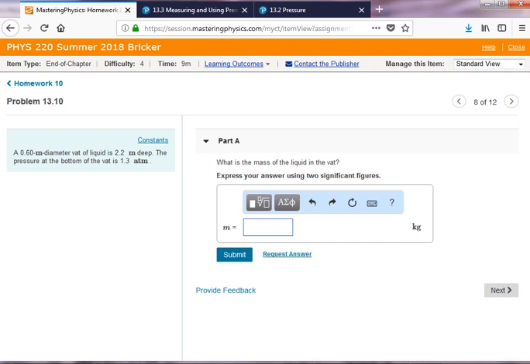2.2 meters deep. So we're going to have to assume that this vat is in the shape of a cylinder. The pressure at the bottom of the vat is 1.3 atmospheres. So not an SI unit, but we can still work with it. What is the mass of the liquid in the vat? Okay, so it's a pressure at depth problem. We just have to kind of work it backwards a little bit. Let's take a look at it.